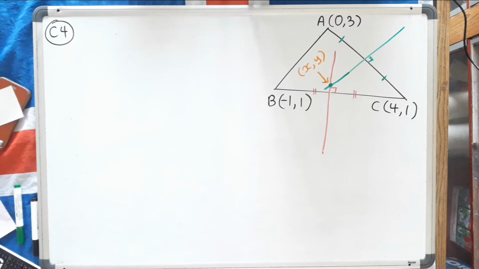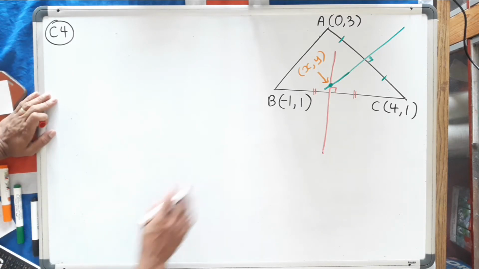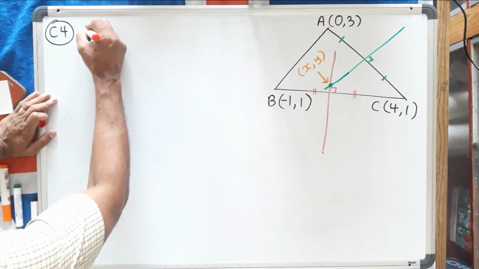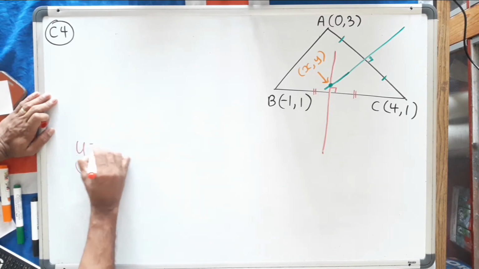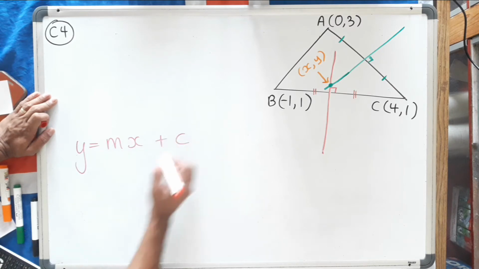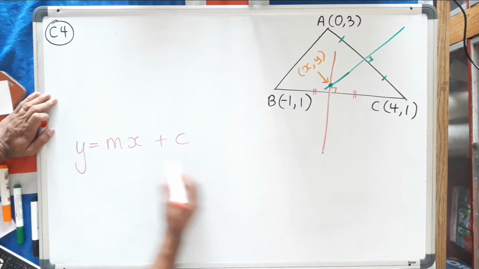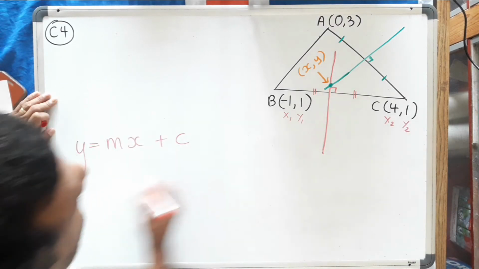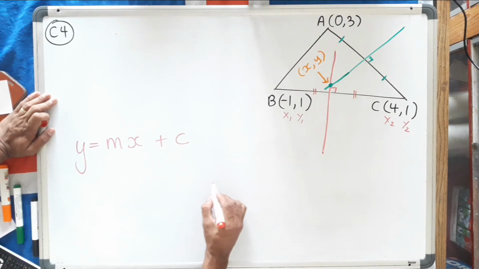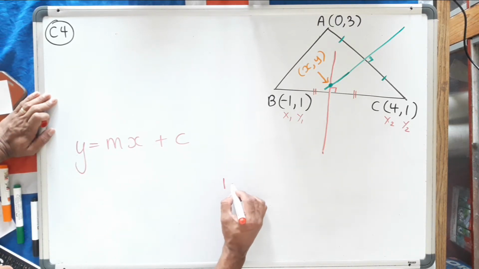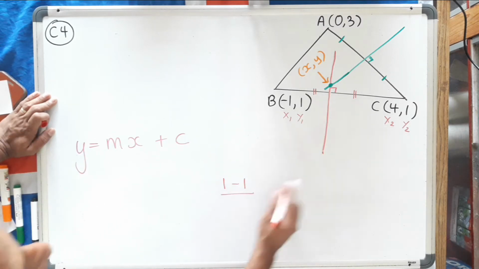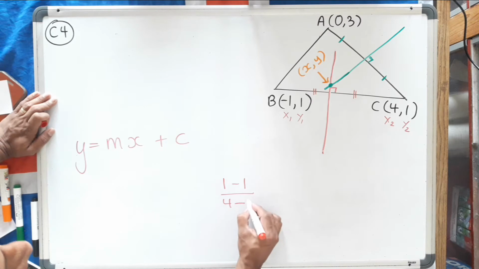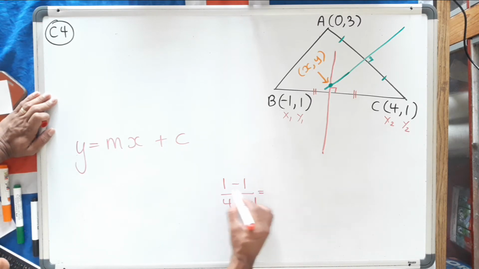Let's find the equation of the red line first. I'm going to do all the working for the red line in red. So the equation of the red line is y is equal to mx plus c. To find the gradient, it's y2 minus y1 divided by x2 minus x1. So y2 minus y1 divided by x2 minus x1. Two negatives happen to touch. On top we get 0. 0 divided by 5. 0 divided by anything is 0.